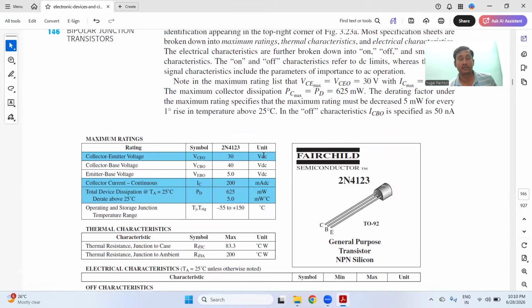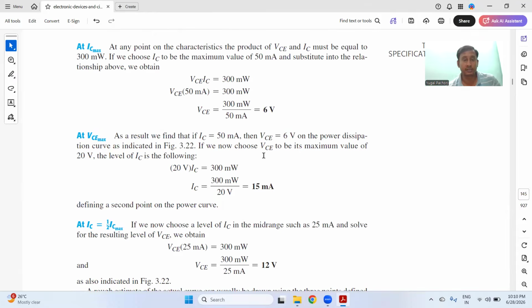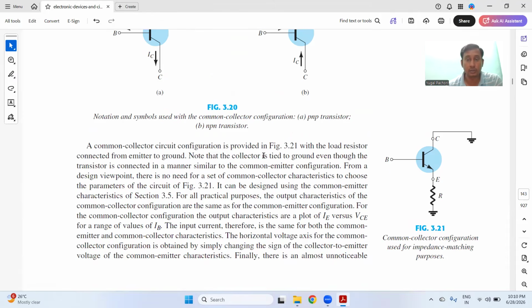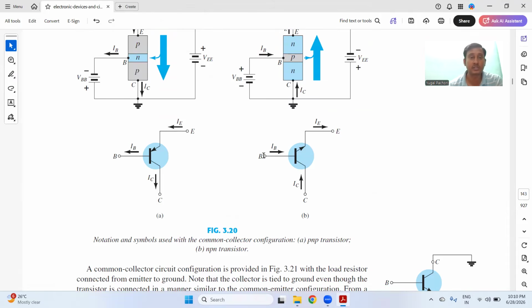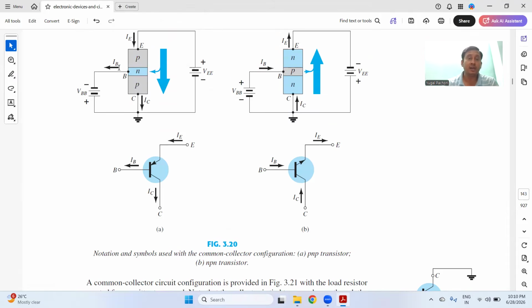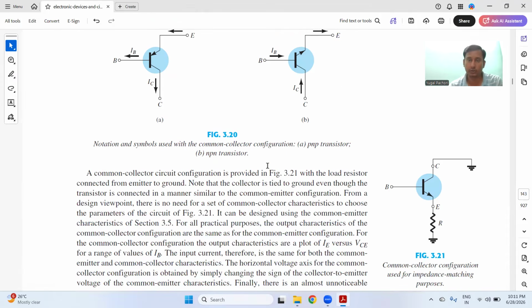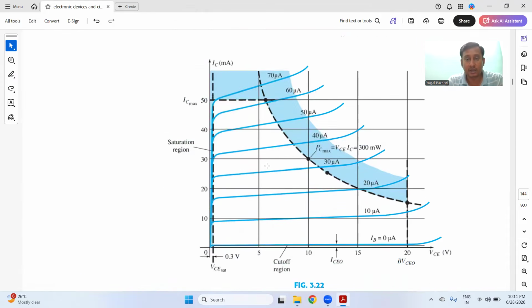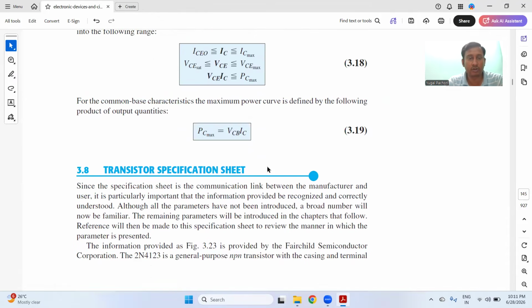So let me come to the characteristics. The characteristics are not shown over here, so you can redraw the characteristics by yourself. The input current will be IB, and the output current will be IE. Input voltage will be VBC, and output voltage will be VEC, and output current is equal to IE. So you can clearly come to the discussion that I'm trying to say in front of you all.